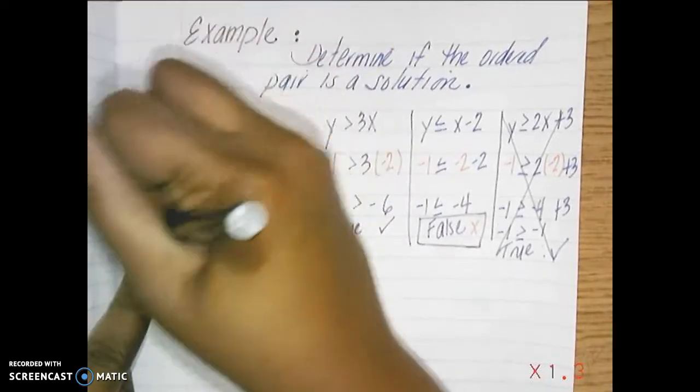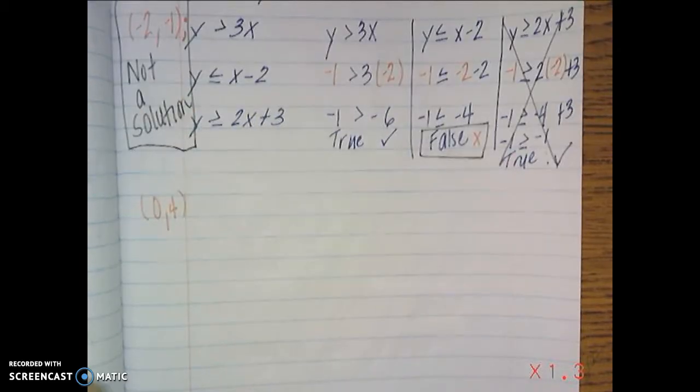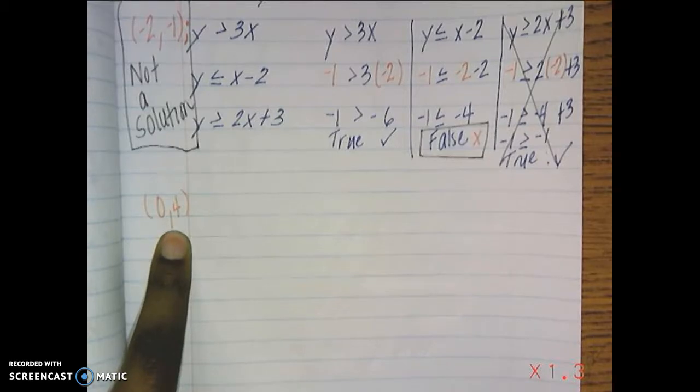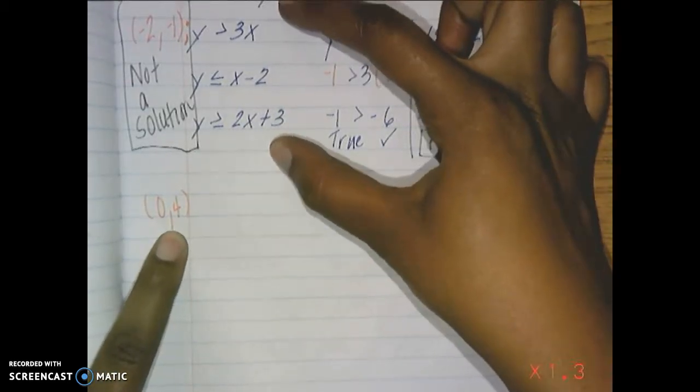Okay, now this is what happens when we are checking to see if an ordered pair is a solution, yes or no. Take a second and write it down. Now we want to see if the point (0, 4) is going to be a solution to the system of linear inequalities that we have here.